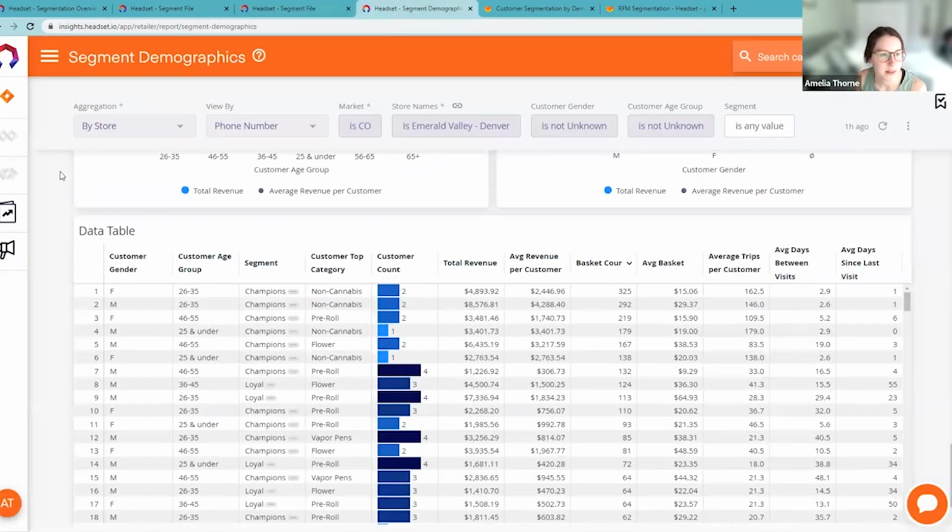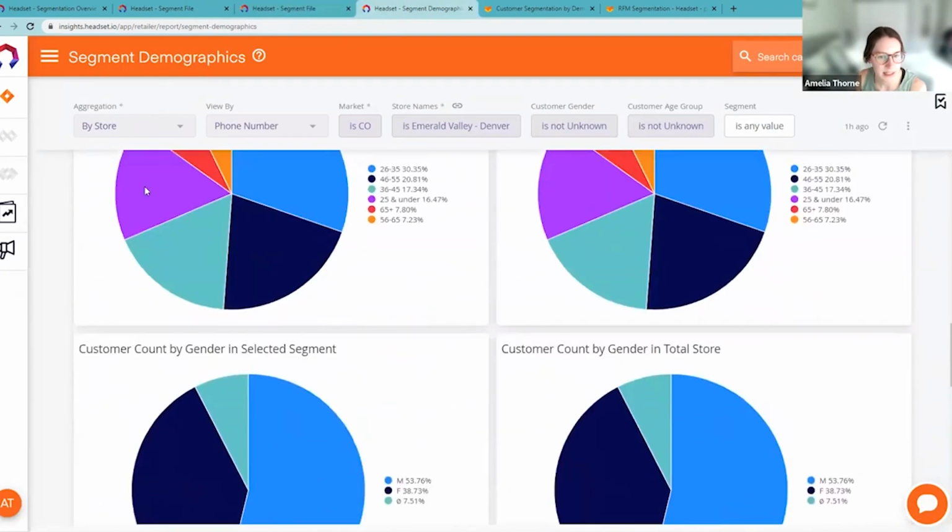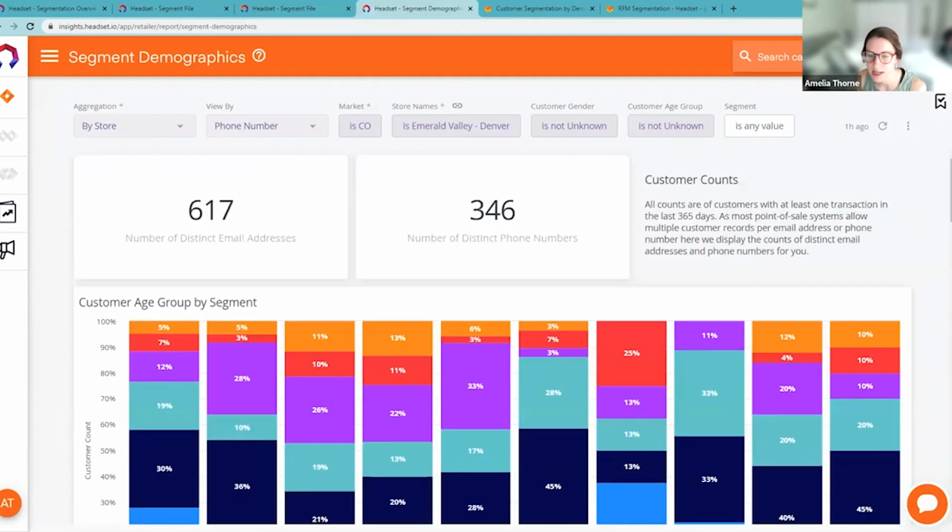Awesome. All right, so then segment demographics, this is just one more way to look at the data. If you're curious about whether a certain gender falls into one of the segments more than others, or a specific age group, this is where you would go to gather that type of information. Again, it's showing you the number of distinct email addresses and phone numbers we have. And then you can also filter by segment here.